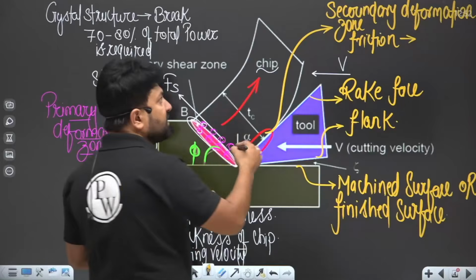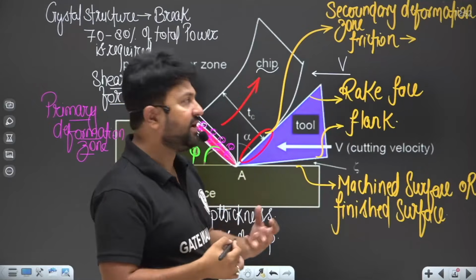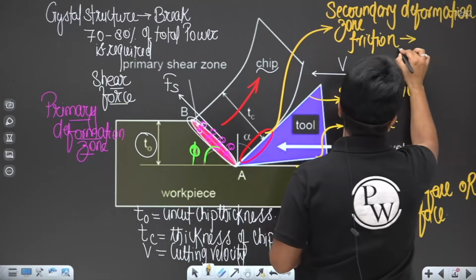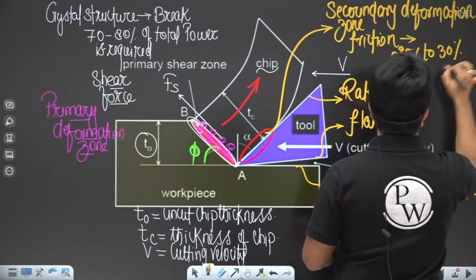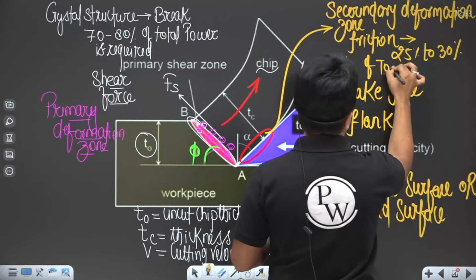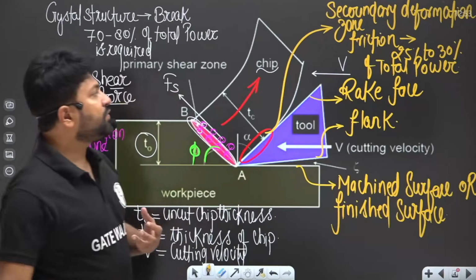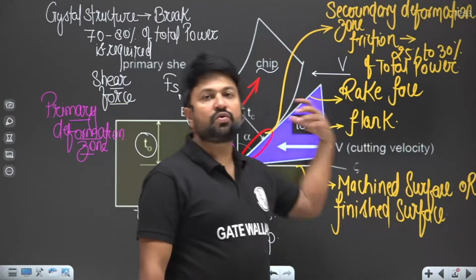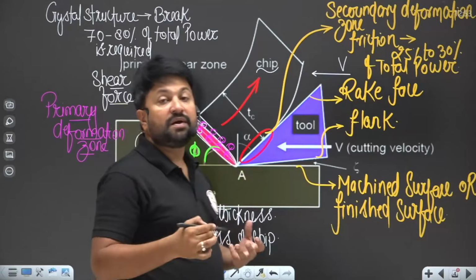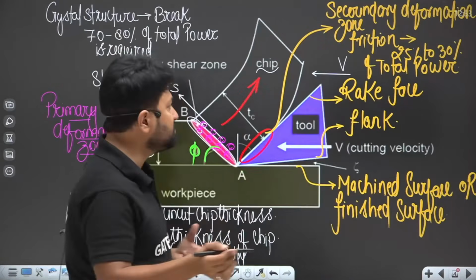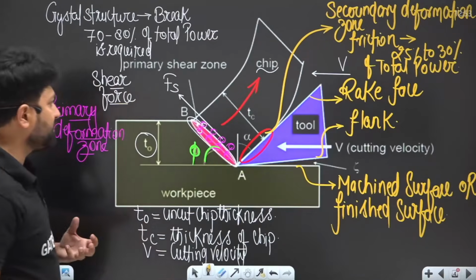Now to overcome the friction, or drag, it requires 25% to 30% of the total power. So again, heat is going to be generated in the secondary deformation zone. But here, the heat is produced after the primary deformation zone. That's why we call it the secondary deformation zone.